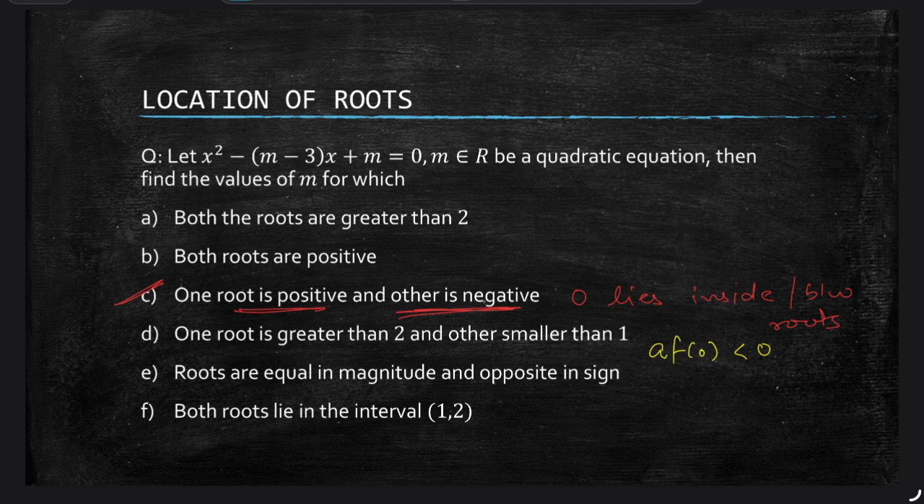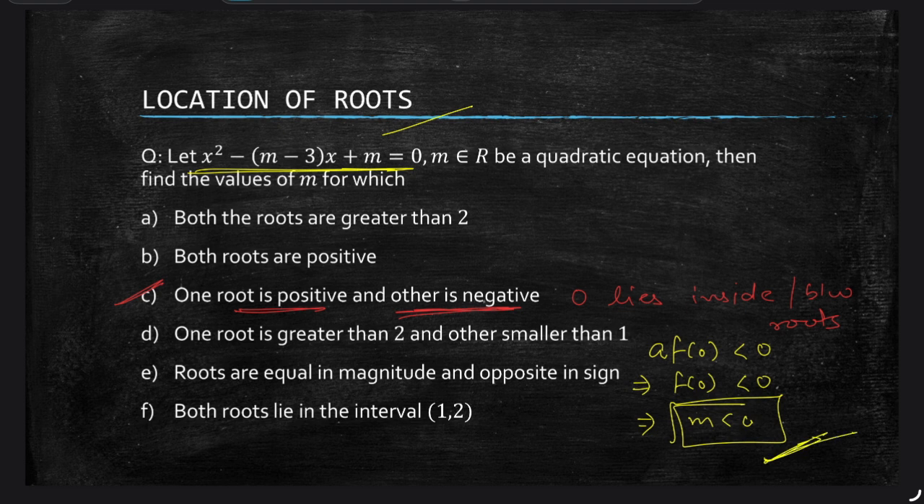Now check out the equation. In the equation what is a? A is the leading coefficient, that is 1. So from here we can say f of 0 is negative. Now in the equation put x equals 0 and check out f of 0. If we do that, we will get m is less than 0. So we got the answer that m is less than 0. Whenever my m will be negative, we will be getting one root positive, one root negative.